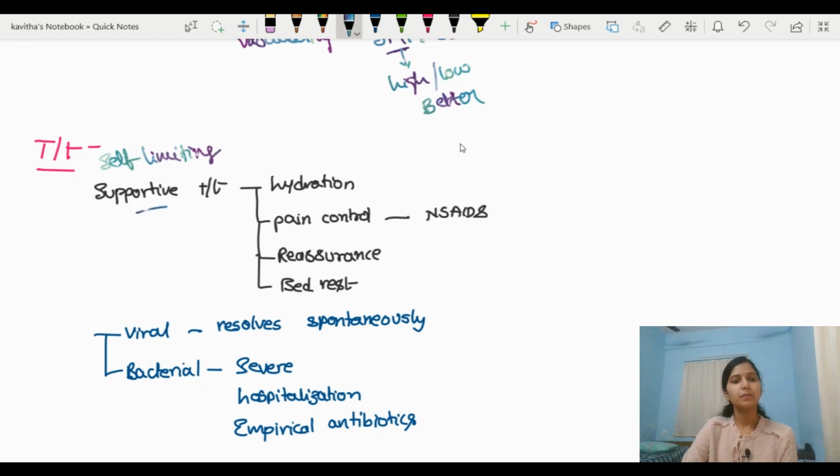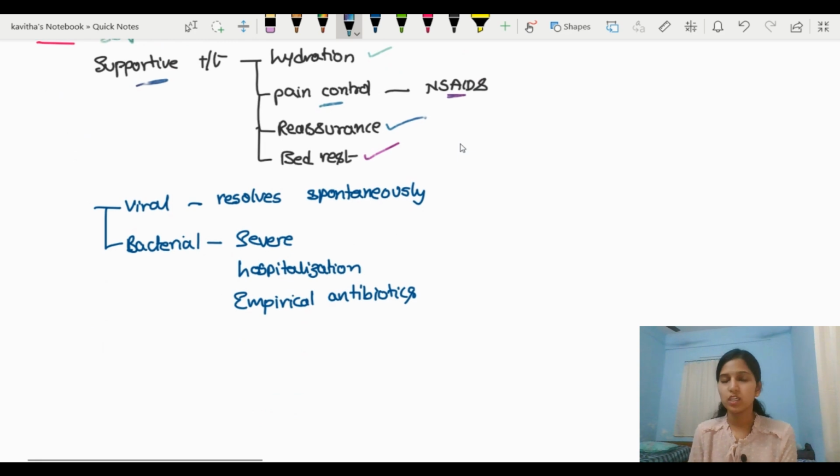Coming to treatment. It is usually a self-limiting disease, so we give supportive treatment. What is it? Hydration, either oral or IV hydration, and proper pain control with NSAIDs. We have to reassure the patient and also their family, and advise bed rest.